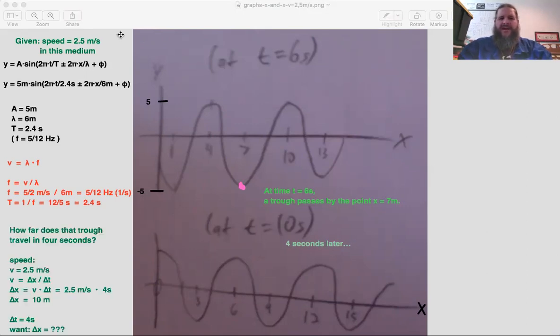During these 4 seconds, that point has to travel 10 meters. We don't know if that's 10 meters to the left or 10 meters to the right, though. So we should be checking several points, I think. The problem is if you start at 7 meters and go 10 meters to the left or 10 meters to the right, what locations do you get to?